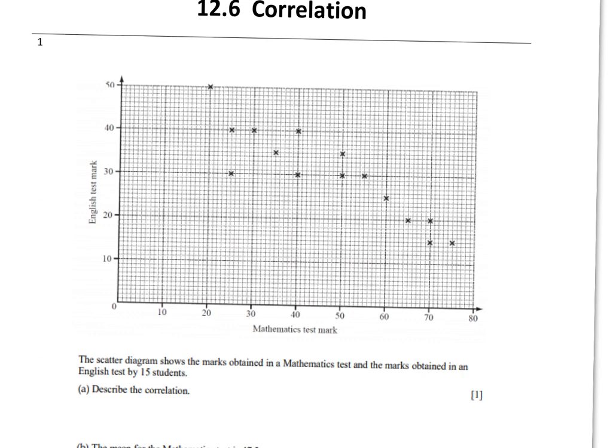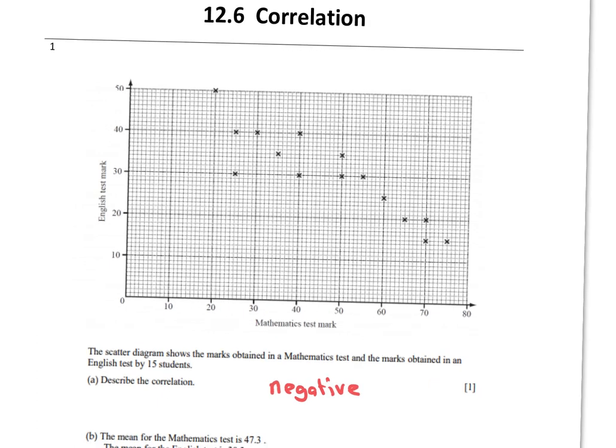Now we can practice. Number 1. The scatter diagram shows the marks obtained in a mathematics test and the marks obtained in an English test by 15 students. Describe the correlation. The points from left to right go down, so this is negative correlation. Next question.